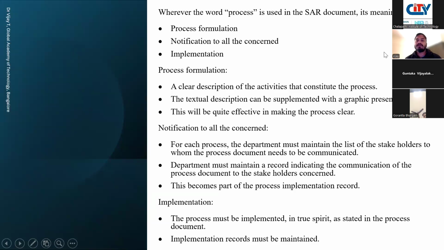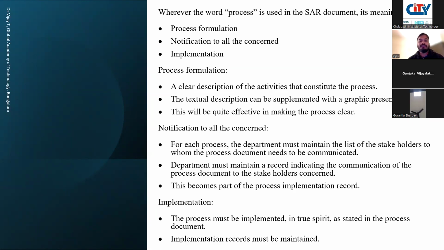So here comes the process. Whenever the word process is used in the SAR document, that is the report you are going to develop now, it should have a process formulation, a notification to all the concerned, and its implementation. So what is process formulation? A clear description of activities that constitute the process, maybe a flow chart or a write-up or whatever you're doing now. It should be clearly written, clearly figured. A flow chart has to be proper. A textual description can be supplemented with a graphical representation. This will be quite effective in making the process clear.